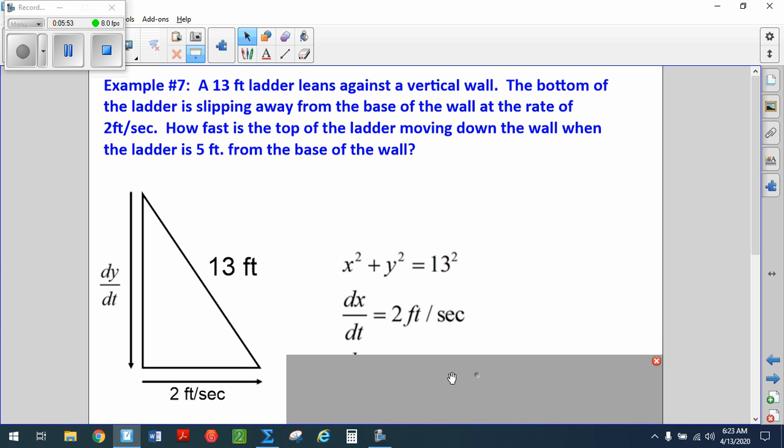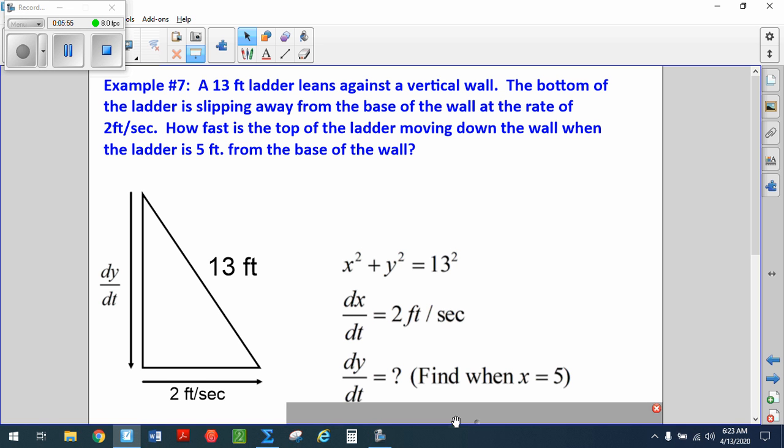So dx/dt is given to me, 2 feet per second. dy/dt is not given to me. That's what I'm trying to find. And dy/dt should be negative.